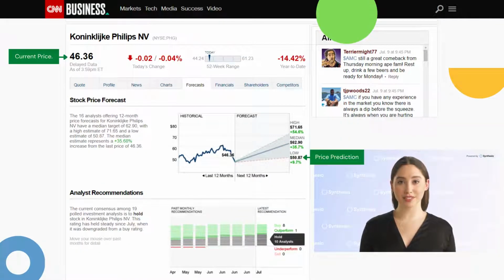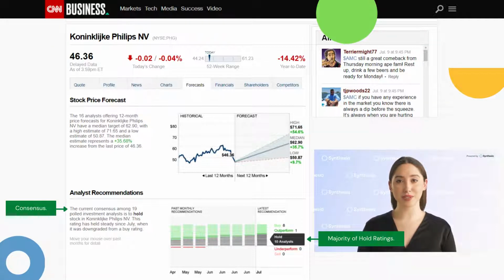Now we look for the current stock price to be below or around the analyst's low stock price prediction for the next 12 months. In this case, we are below, which is perfect. We also want the majority of analysts' ratings to be a buy position. In this case, 8 buy ratings are great with no sell ratings, but we also have 10 hold positions. The consensus is to hold the stock.